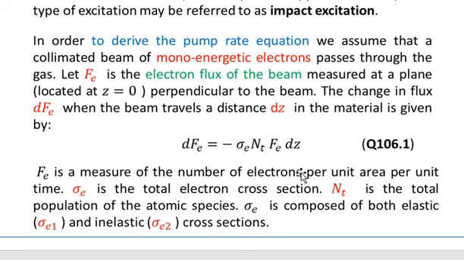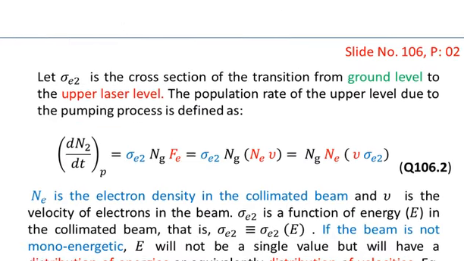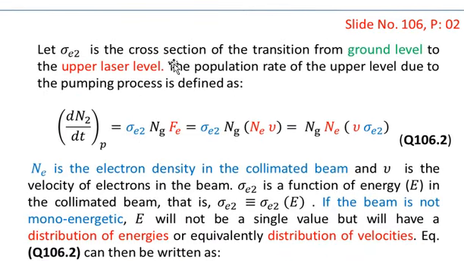And dz, I have also explained, is the distance that the electron beam will travel through the active medium, for example, through the gaseous state of the laser material. Sigma E2 is the cross-section of the transition from the ground level to the upper laser level.